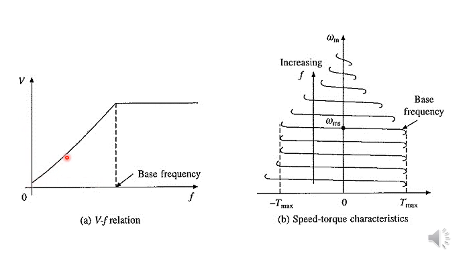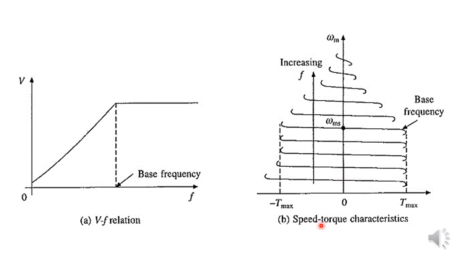So, the characteristics will be like this. Voltage is varied along with frequency up to base frequency. When it reaches base frequency, the voltage will also reach the rated voltage of the motor. For operations beyond rated frequency, that is base frequency, it's not possible to increase the voltage along with that. So, we will maintain the voltage at a rated value. That is, voltage is kept constant. Then also, we are increasing the frequency in order to increase the speed of the machine. So, this is the V/F relation.